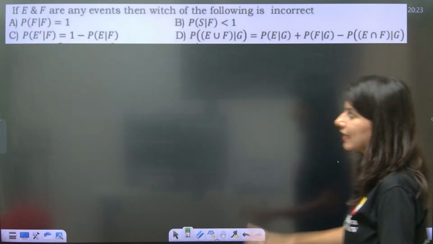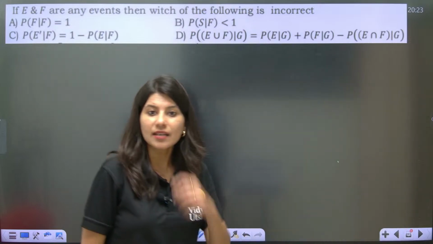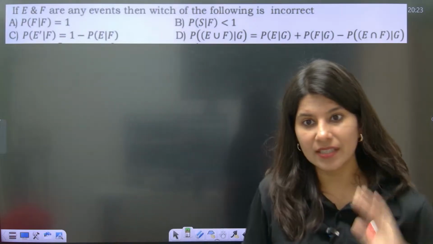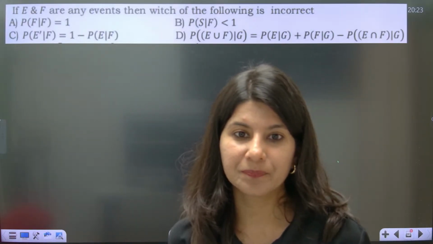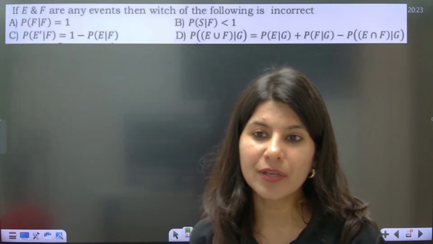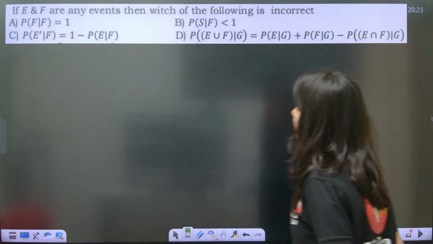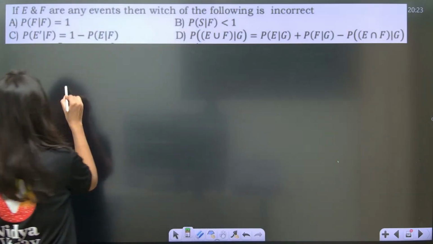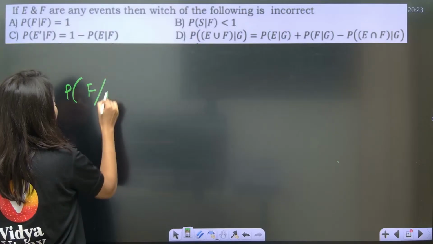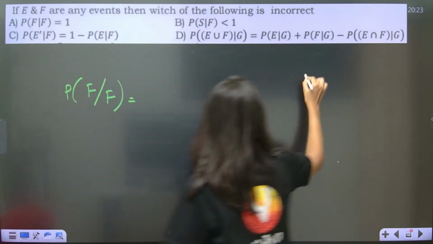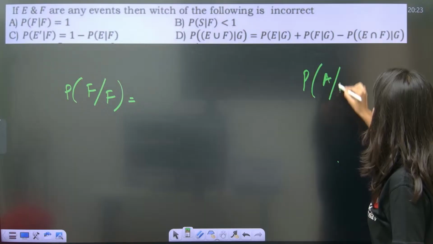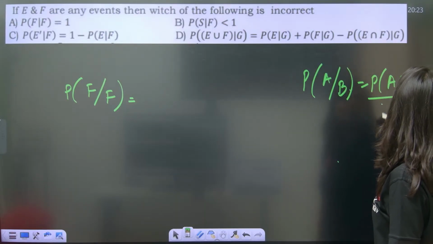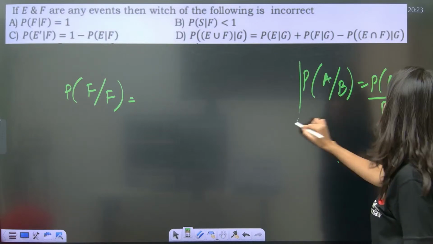So first thing which is important in this is conditional probability. Okay. So if E and F are two events, then which of the following is incorrect? Let me just tell you one thing, that probability of A given that B has already occurred. What is this formula? Probability of A intersection B upon probability of B.